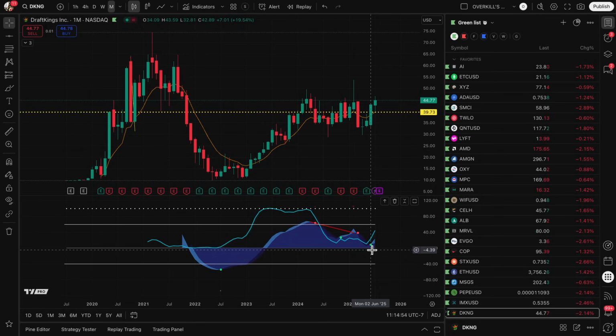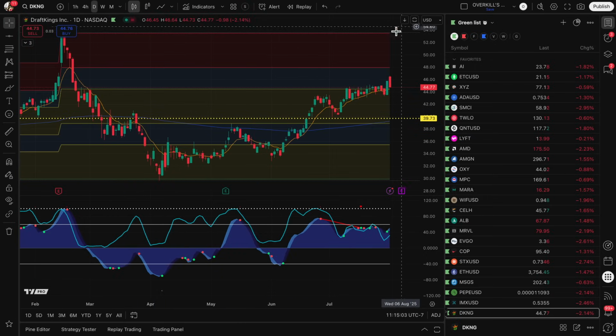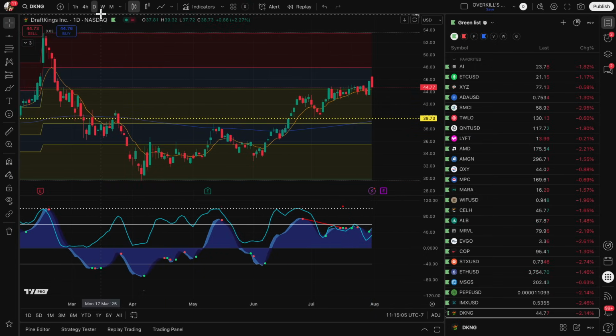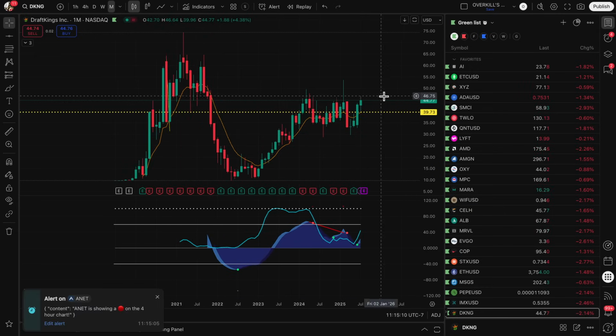Okay, there's a season to plant and there's a season to harvest. Okay, we're not in harvesting season yet. We're coming up out of planting season. Okay, and we're going into harvest season. We're going into that profit taking season. So DKNG looks like it's got some room to go.